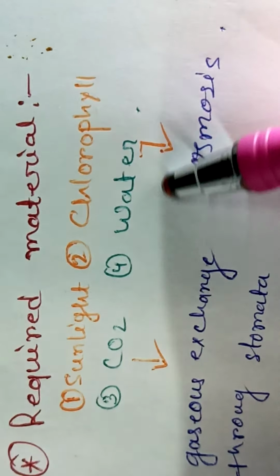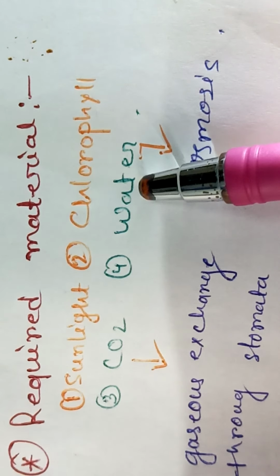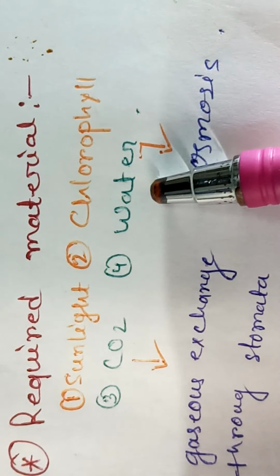The next raw material is water. How does the plant get this water? Plant gets this water from the soil through the osmosis process.